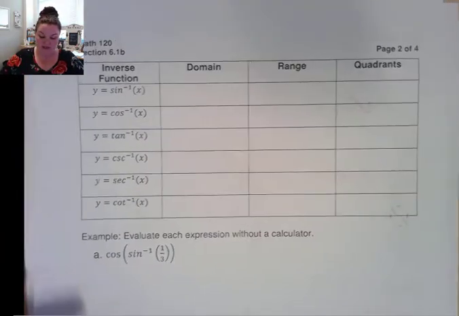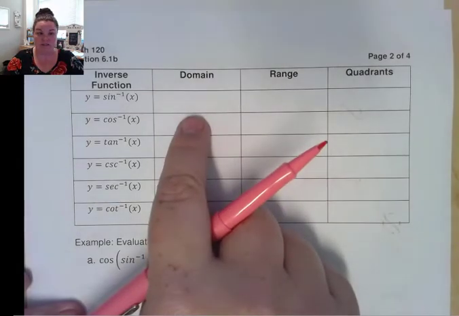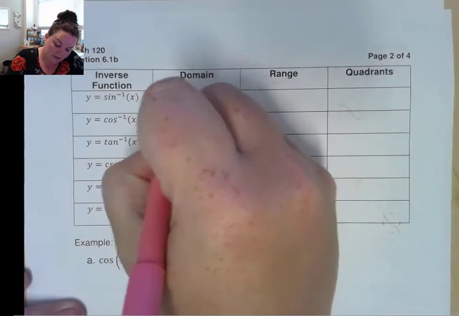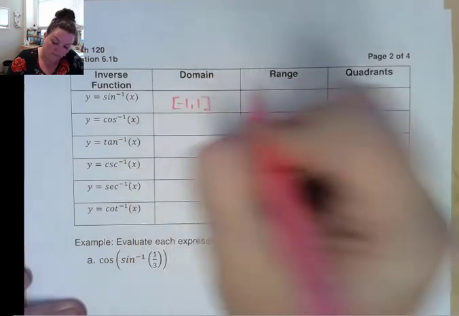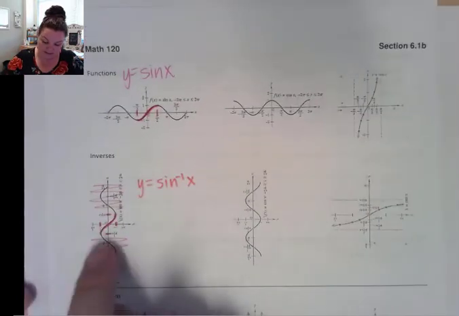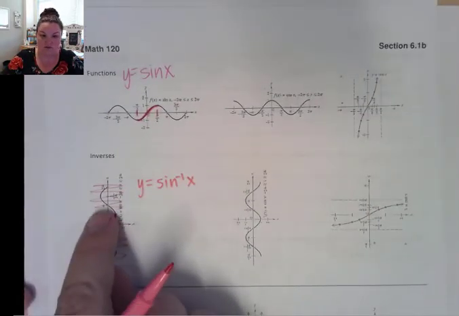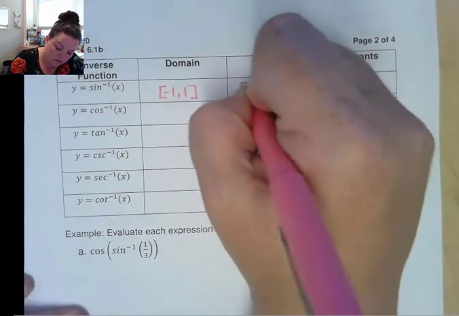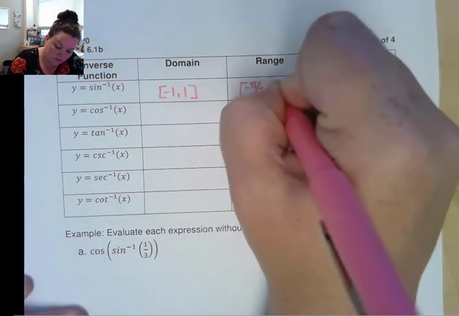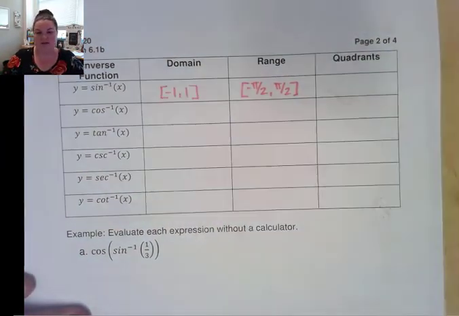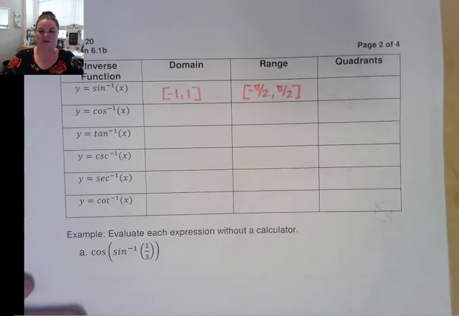I'm going to go ahead and flip over this page, and we have a little short reference here that I want to fill in as we go along. So our domain is from negative 1 to 1. And our range, if we look back over here, is going to be from negative pi over 2 up to pi over 2. Negative pi over 2 to pi over 2. Okay, we'll fill that in a minute, okay?